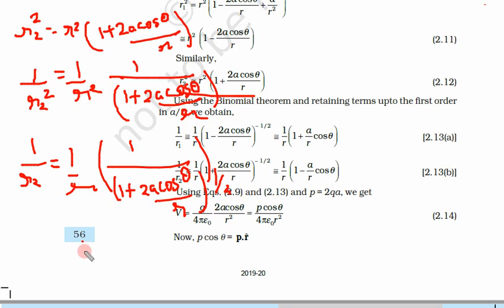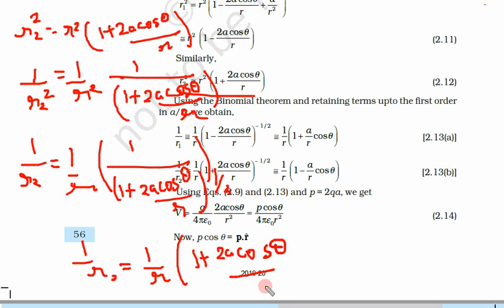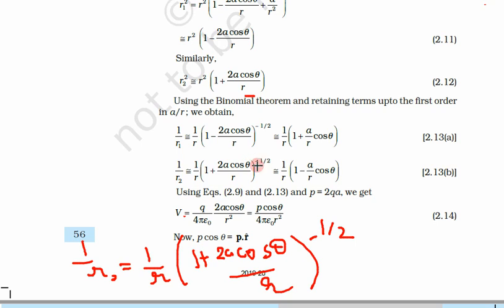So 1 by r2 is equal to 1 by r, and this 1 plus 2a cos theta upon r to the power minus half. So this is exactly the term that you got here. Now applying again the binomial theorem, because this term is much smaller than 1, we take this power inside and apply power on this term.